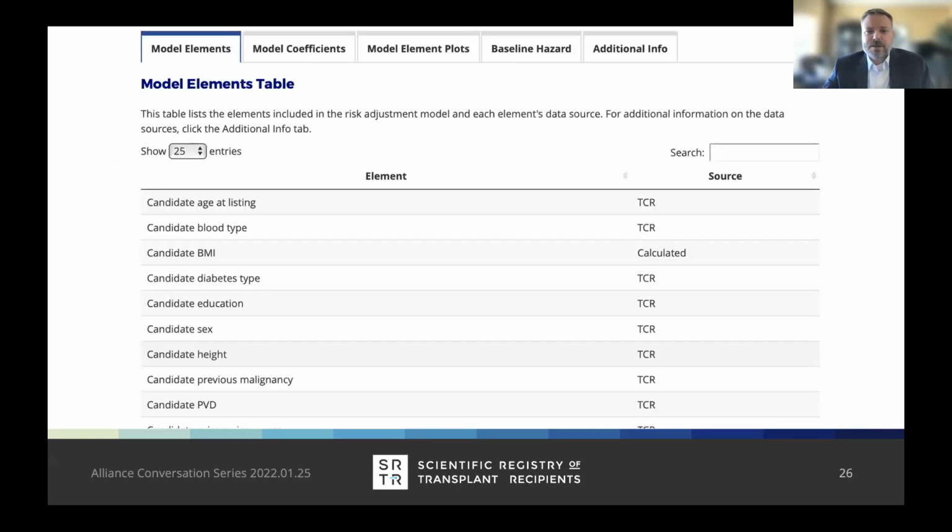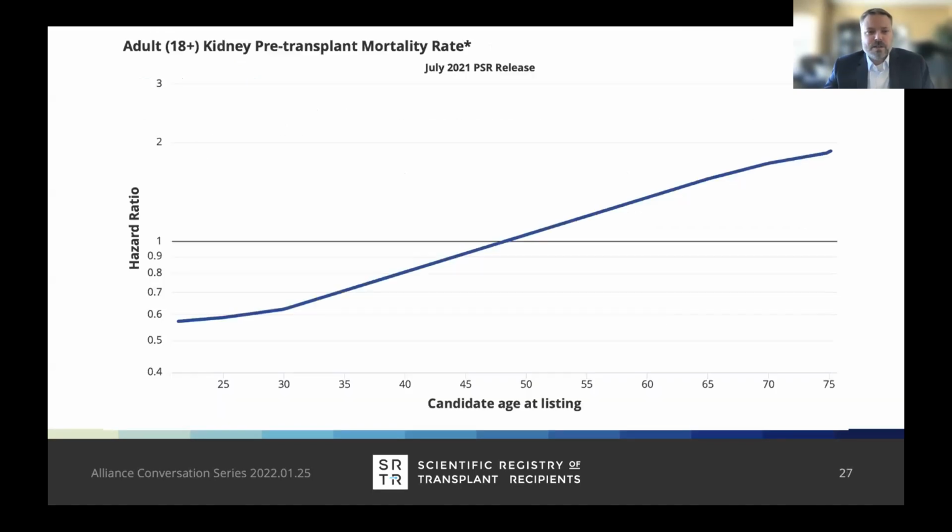And that will bring up a tool that tells you everything that we adjust for and where it's generally located within the UNet system at UNOS. And a lot of information about these coefficients. You can actually, if you have a statistician on staff or you are one yourself, download the model itself and play with it and get to know it.